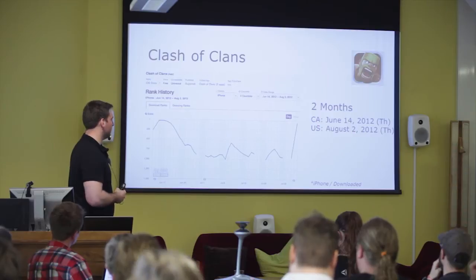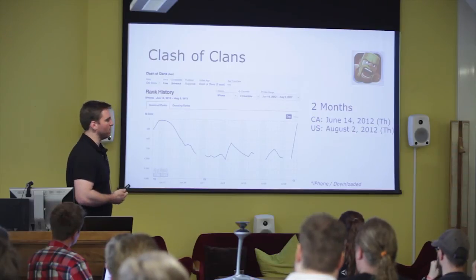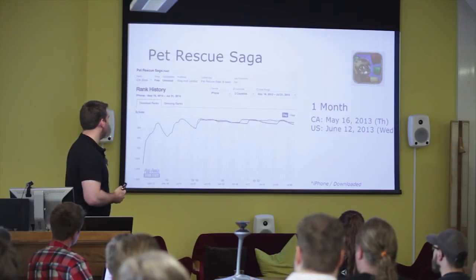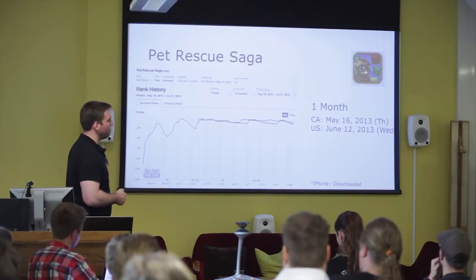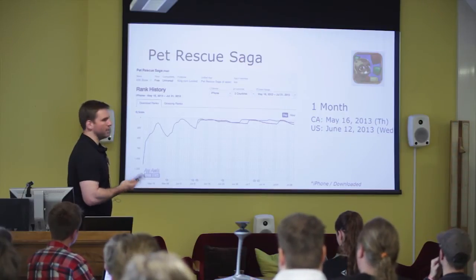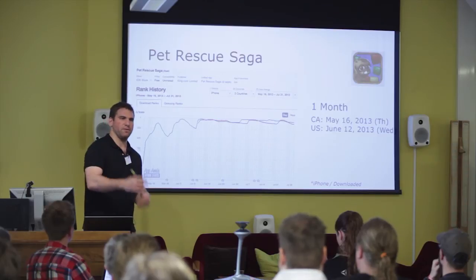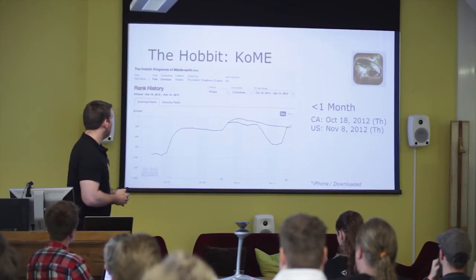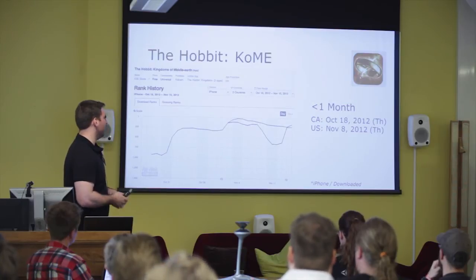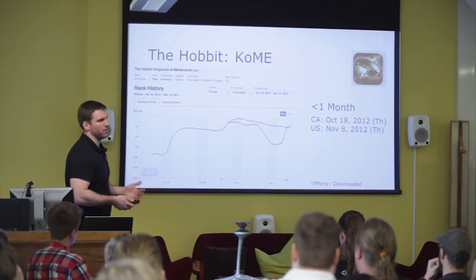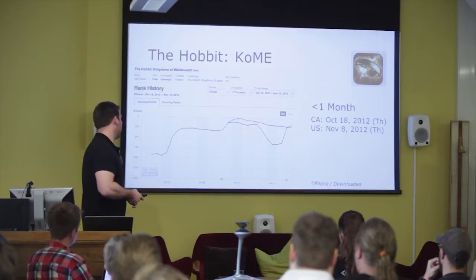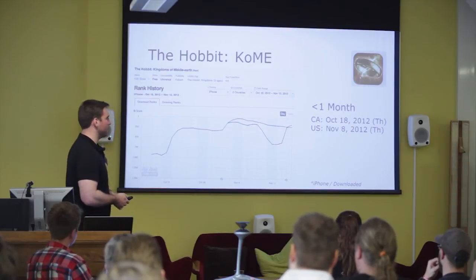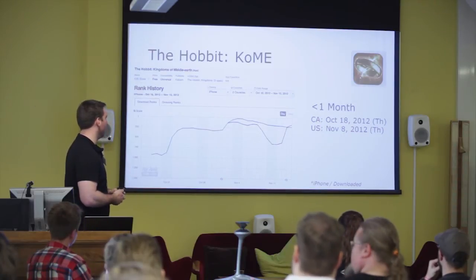So Clash of Clans was in soft launch for about 2 months before it launched. Pet Rescue Saga about 1 month. Obviously the King games go through a different type of soft launch because they all launch on Flash first. The Hobbit, Kingdoms of Middle-earth, less than 1 month. At the same time, this was basically a clone of Kingdoms of Camelot, so they probably knew a lot about how it would perform.